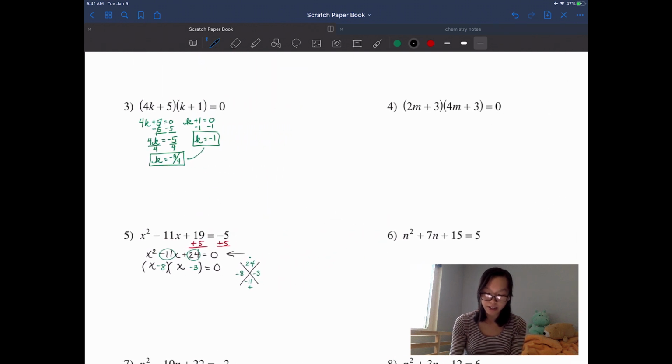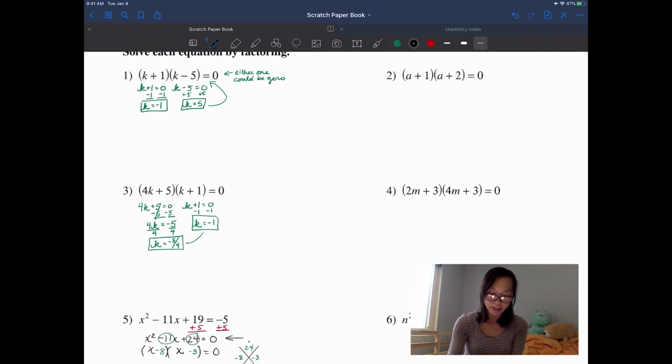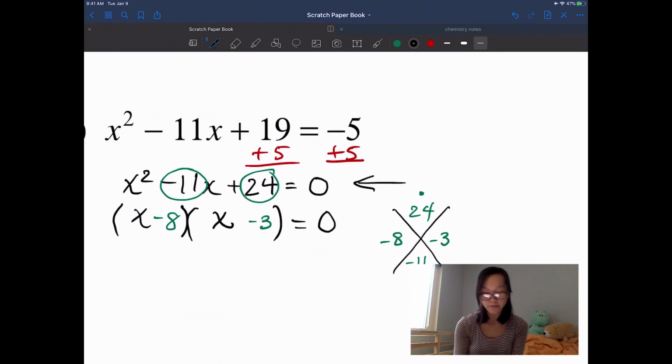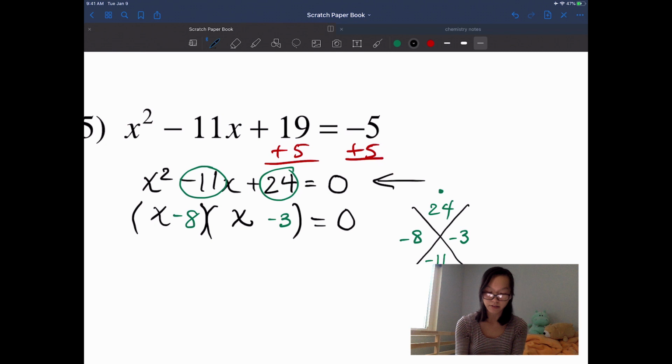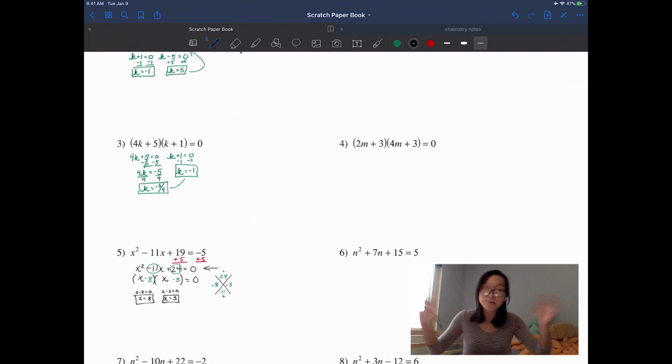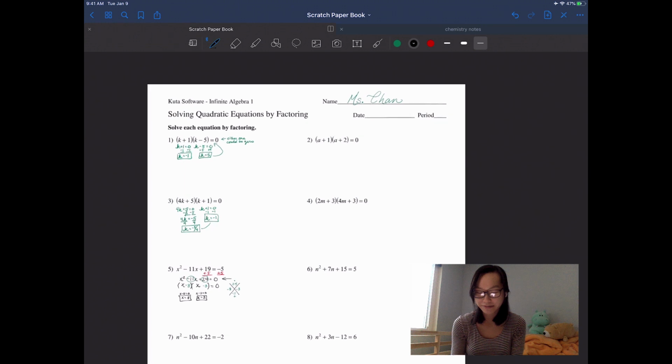And now, doesn't this look a lot more familiar and look a lot like number 1 and 3? There's a reason for that, because now we can solve using the zero product property. So you can say x minus 8 equals 0 and x minus 3 equals 0, because both of these could be 0, and that means x equals 8 and x equals 3. Look at that. You just solved 3 problems.